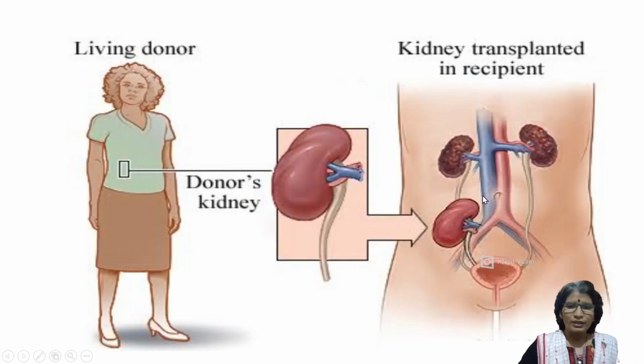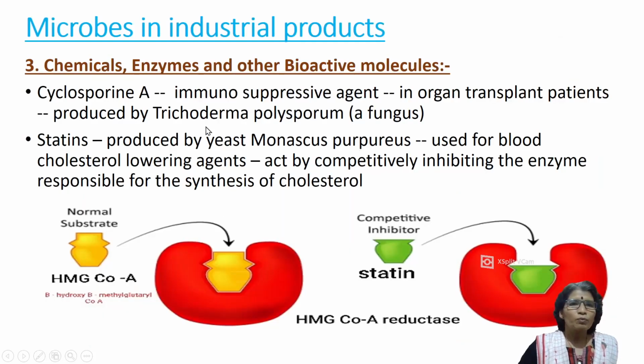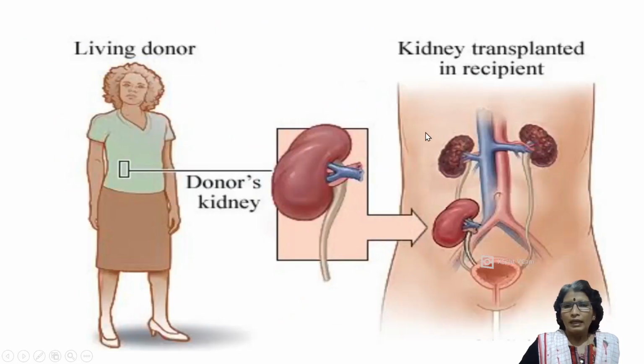After surgery, generally doctors prescribe the patient to use this cyclosporin A medicine. It is an immunosuppressive agent. What is its activity? Generally, what happens? Any disease-causing microorganisms are foreign bodies. So, when any foreign body enters our body, what happens? Immediately, our immune system recognizes that foreign body and kills it.